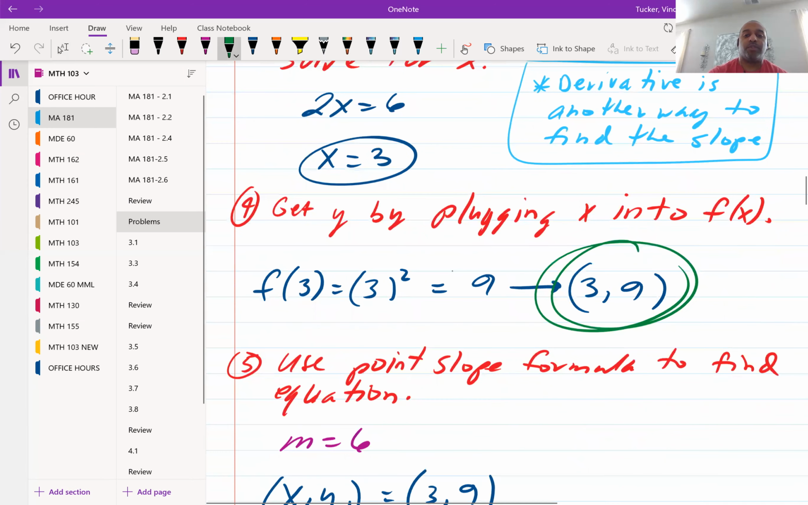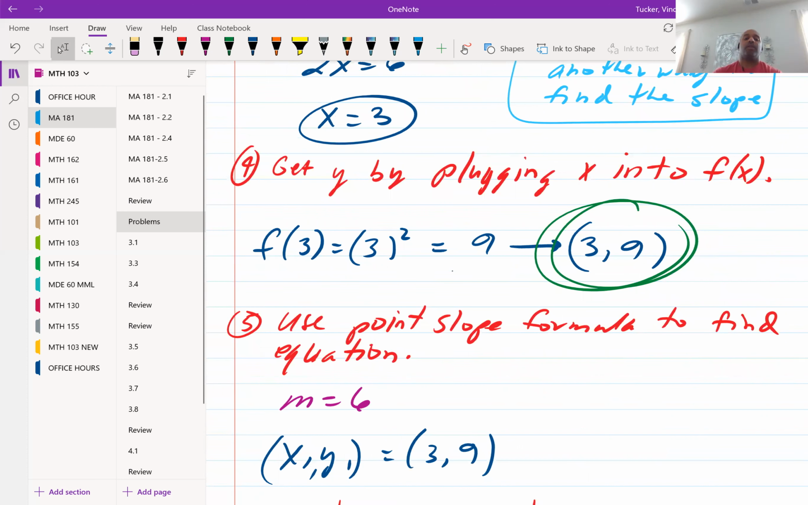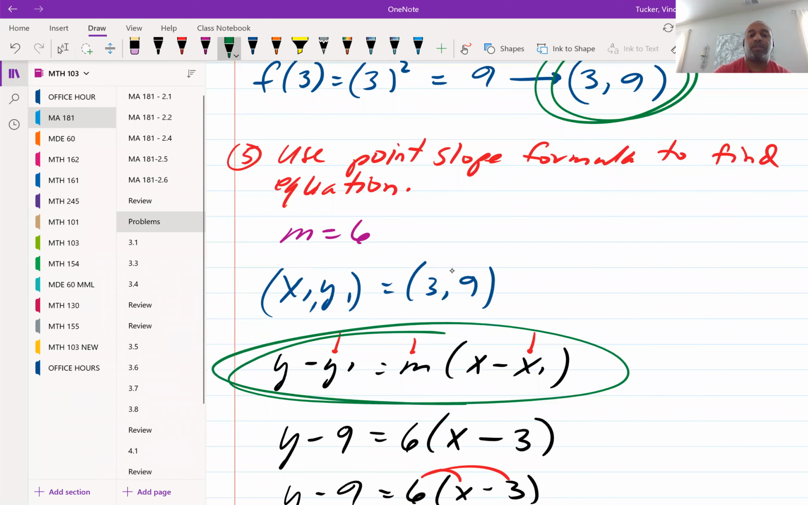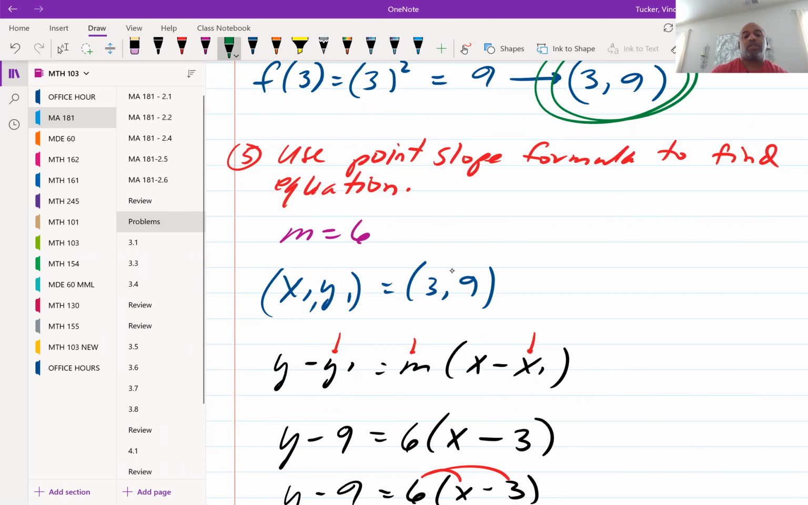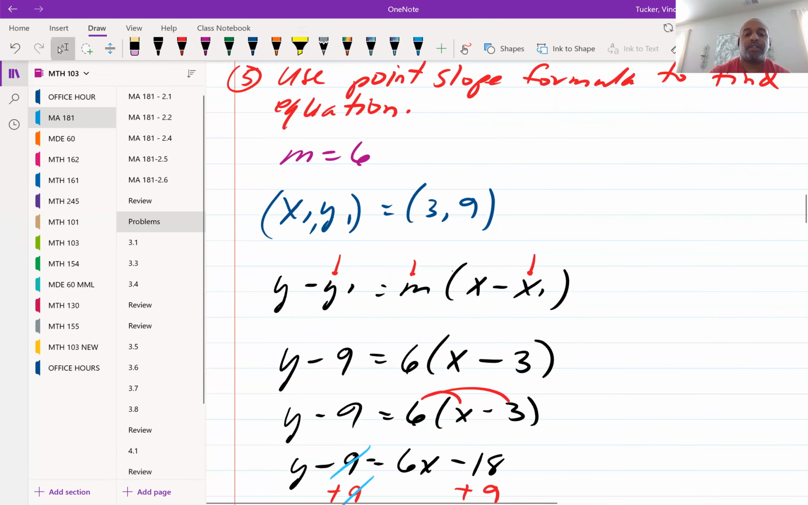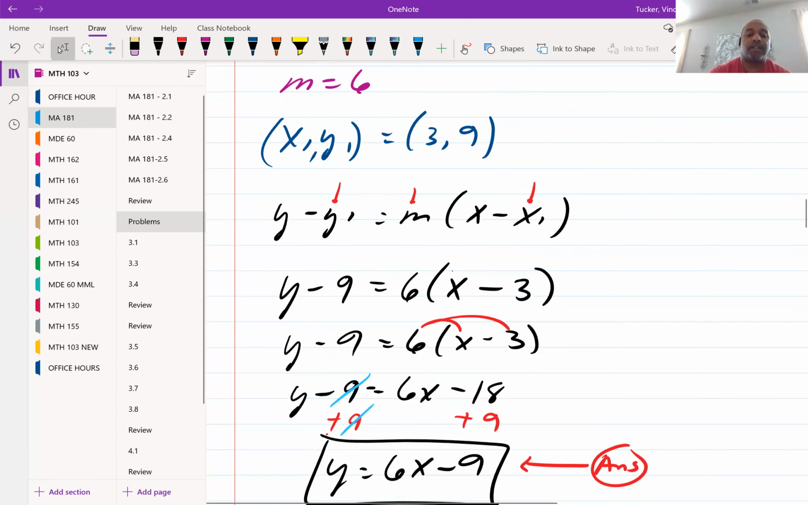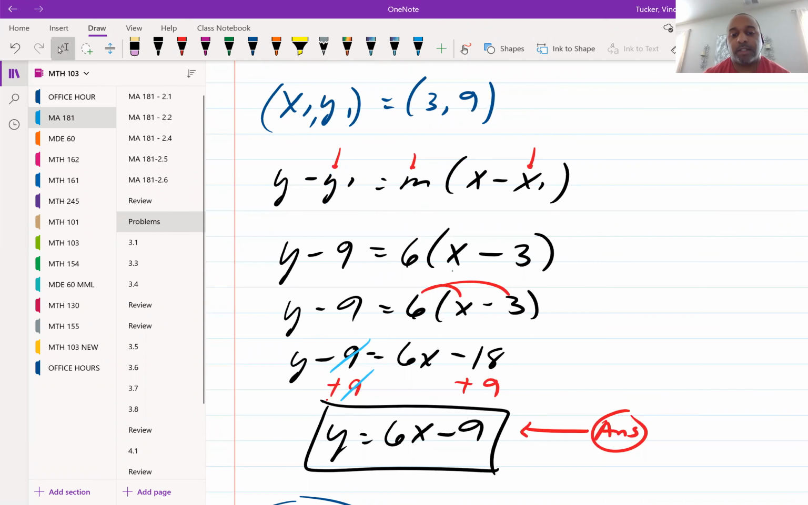Now that we have that ordered pair, we use the point slope formula to find the equation. So we have m equal to 6, and then we have our ordered pair of 3, 9. And we plug them into the point slope formula: y minus y1 equal to m times x minus x1. So y1 is 9, m is 6, and x1 is 3. Distribute 6. y minus 9 equals 6x minus 18. Add 9 to both sides. y is equal to 6x minus 9. So that will be our answer.